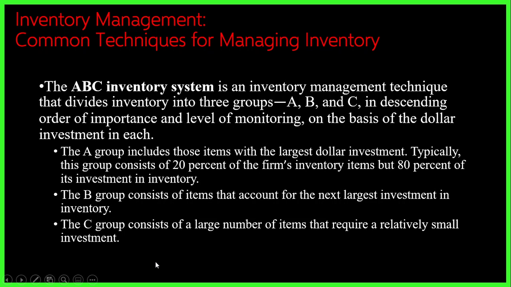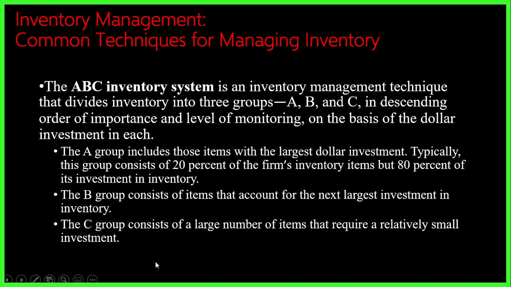For Group A, this includes items with the largest dollar investment. Typically, this group consists of 20% of the firm's inventory items, but 80% of its investment in inventory. Okay, so anong ibig sabihin nun, no? It consists 20% of the firm's inventory items, but 80% of its investment in inventory. Maiintindihan nyo yan when you go to type B and type C.